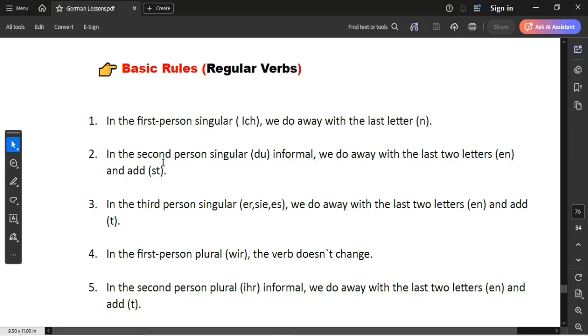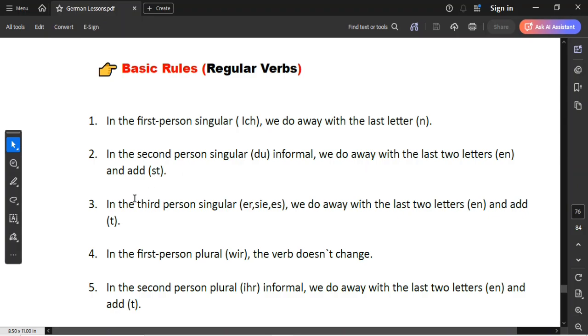Rule number 2, in the second person singular, that is du, and remember du is informal, we do away with the last two letters. Remember, for the first person singular ich, we are doing away with the last letter. Now when we come to du, we are doing away with the last two letters, that is en, and we add st.